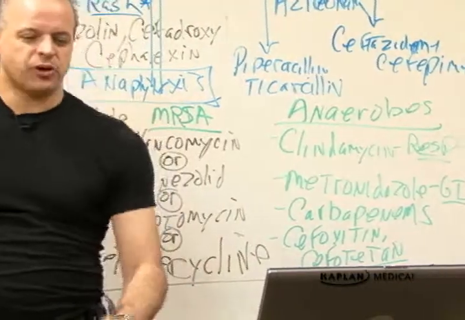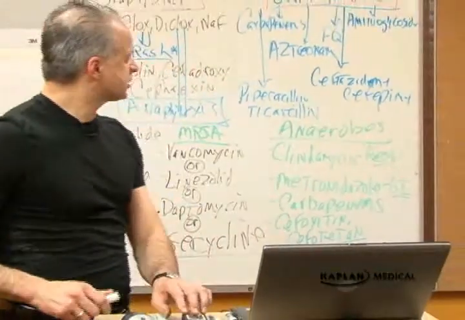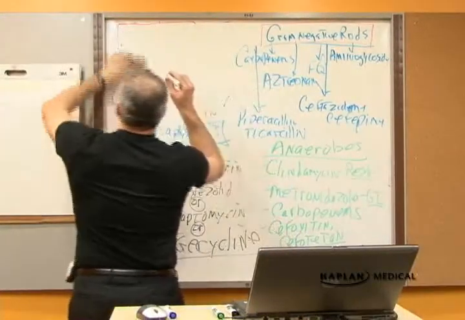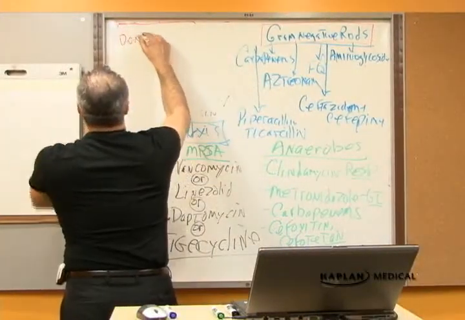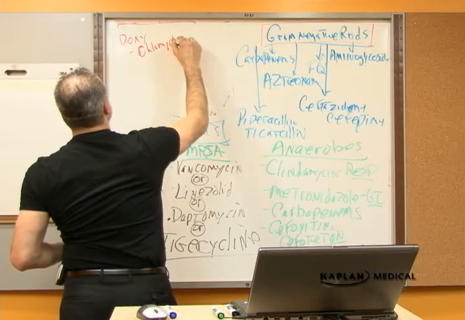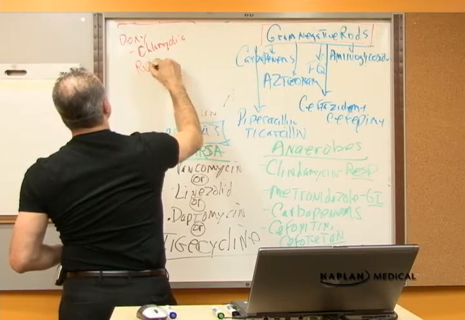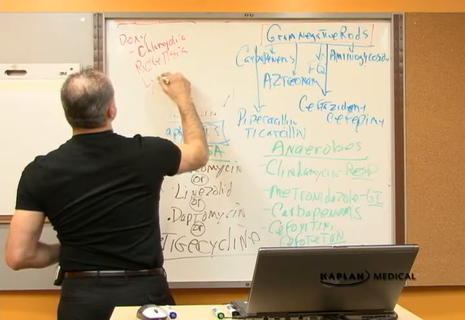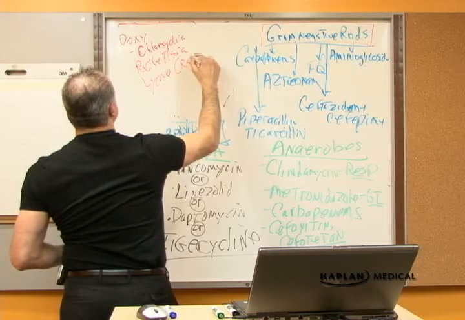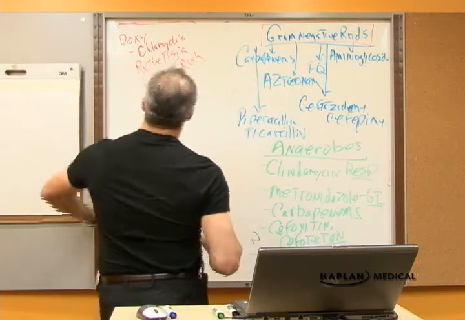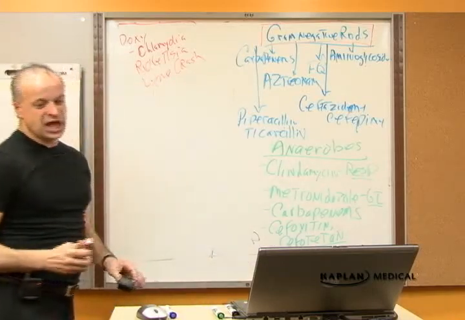Now let's look at some oddball things. When is doxycycline going to be your answer? Chlamydia infections, rickettsia infections, and early Lyme disease, like Lyme that just has a rash, a joint, or a facial palsy.